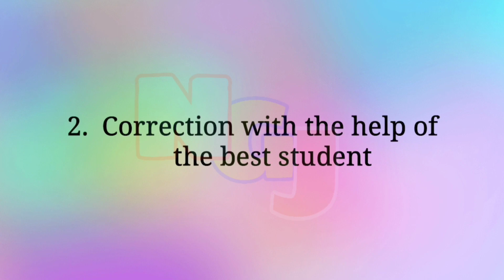Correction with the help of the best students in the class. Sometimes it may not be possible for the teacher to correct the work by himself or herself, and so he can take the help of the bright students. But it is very important that in such cases, the teacher must have a glance over the work and then he should sign it. The teacher cannot just blindly sign the work that has been corrected by the best students.